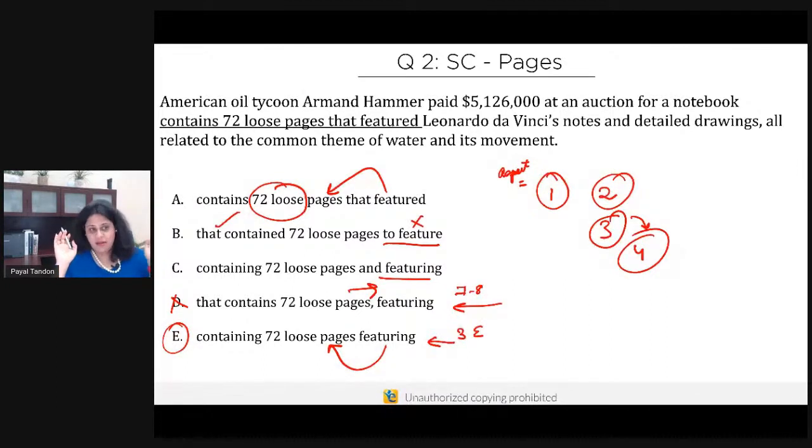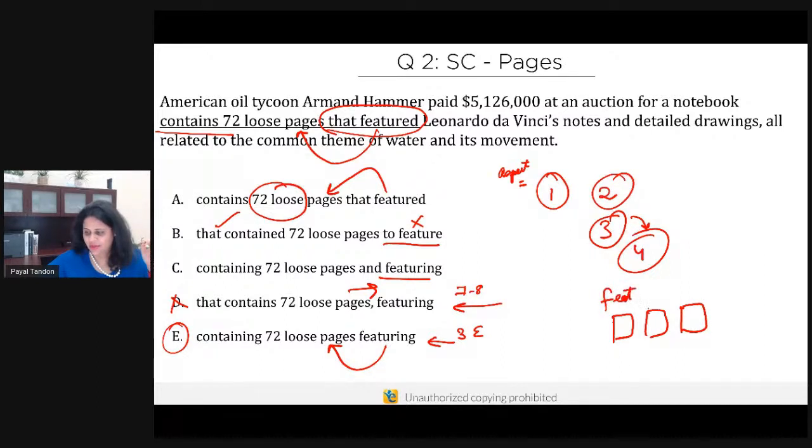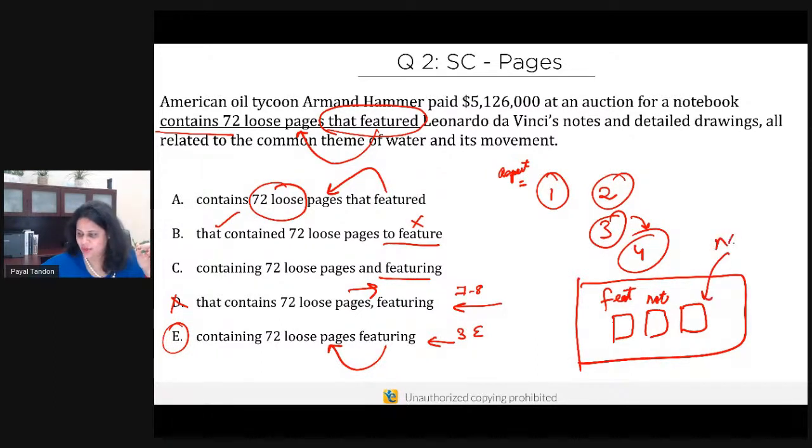Again, option C is logical. I'm not saying option C is not logical, but the thing that you have to keep in mind is what does the original choice say? The original choice says that this notebook contains 72 loose pages that featured Da Vinci's notes. Now, think about it. These are individual pages. These pages individually feature these notes. And then these loose pages have been combined into a notebook, have been collated into a notebook. And that is what the original choice is actually saying.